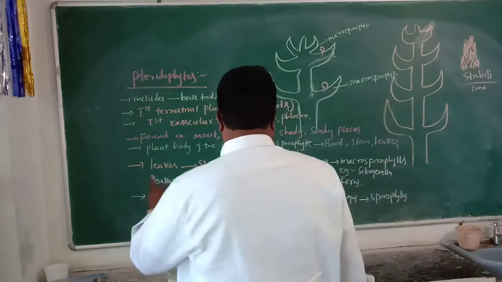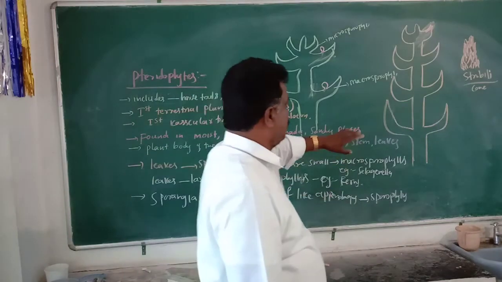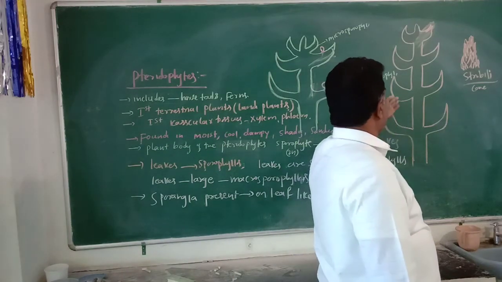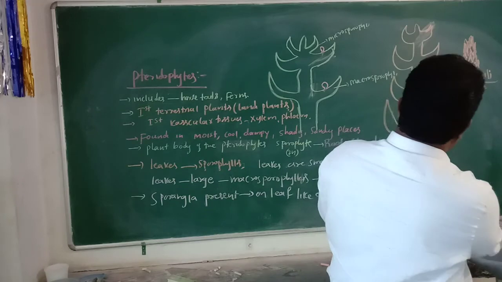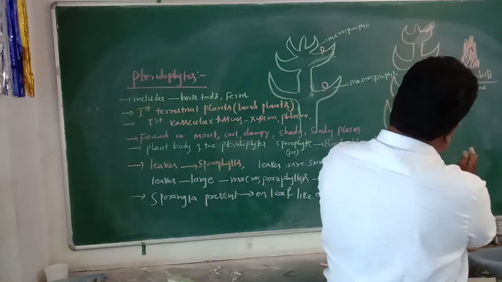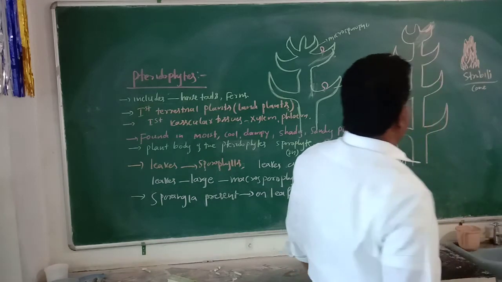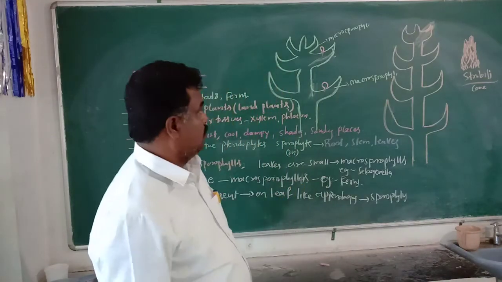The sporangia present on leaf-like appendages are called sporophylls. In some cases, these sporophylls get arranged and form a compact structure, or cone-like structure, which we can call strobili or cone.